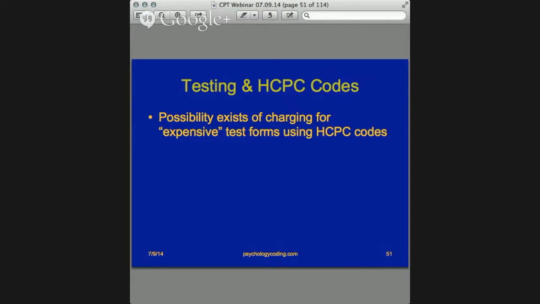Some tests, as I mentioned before, are extremely expensive. I've noticed in a recent CPT meeting the idea of using what we call HCPCS codes to add on to the insurance claim as a possible way to capture or defray the cost of very expensive tests that require a great deal of capital outlay. This is something that needs to be looked into, and I suspect we will address that in the future.